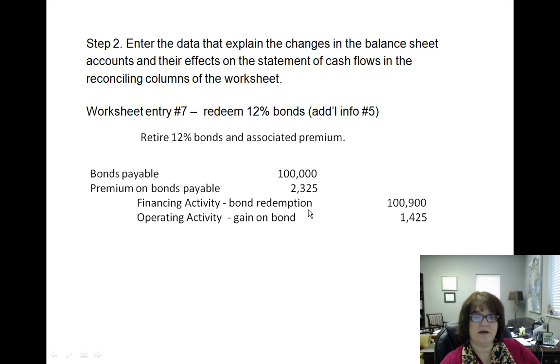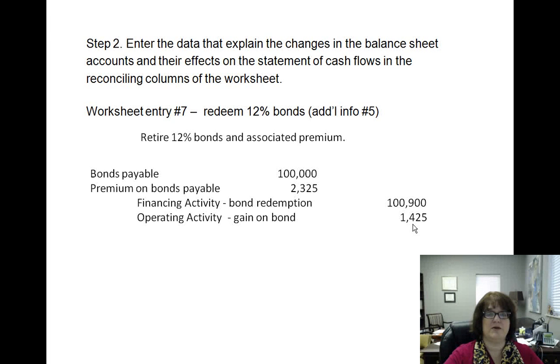Now, what we paid to redeem the bonds is $100,900. That is a financing activity because that is a transaction between the company and a creditor. The difference between the amount of the bonds that we retired and what we paid to retire them ends up being a gain. We ended up paying less to retire them than they would seem to be worth on our books. That gain is included in net income, but it is a non-cash gain. The cash is all in how much we had to pay to buy the bonds back. So for that gain that's included in net income, we need to back it out.